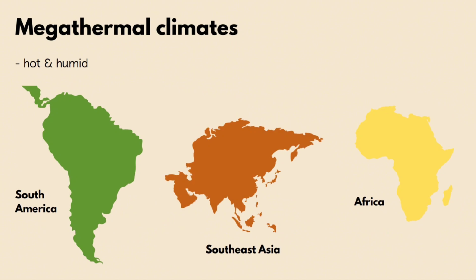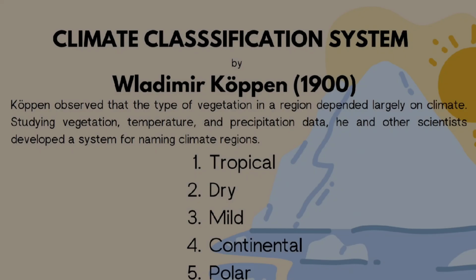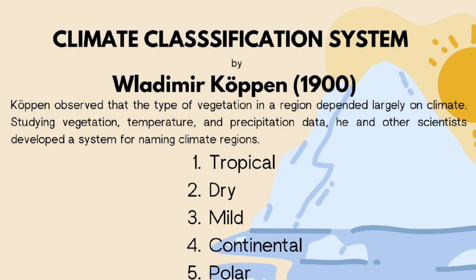These regions have a high moisture index and support rich vegetation all year. Megathermal climates include the Amazon basin, many islands in Southeast Asia such as New Guinea and the Philippines, and the Congo basin in Africa. The most popular system of classifying climates was proposed in the 1900s by Russian-German scientist Vladimir Köppen.